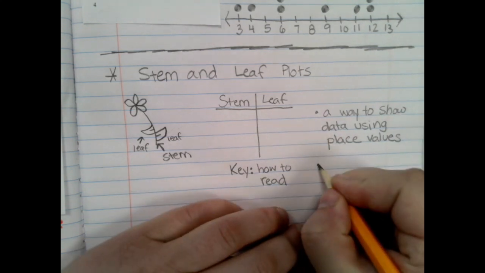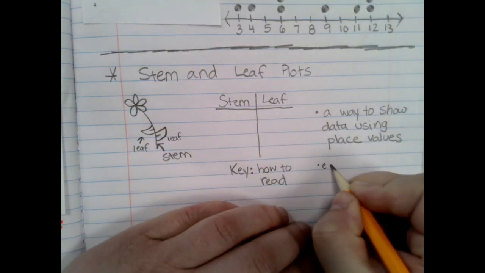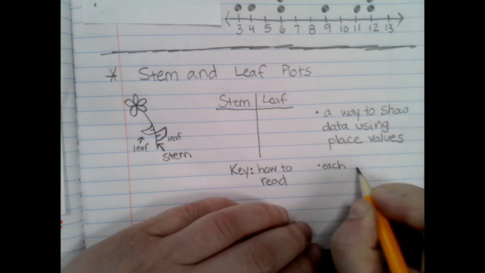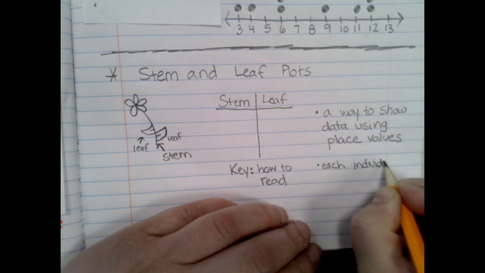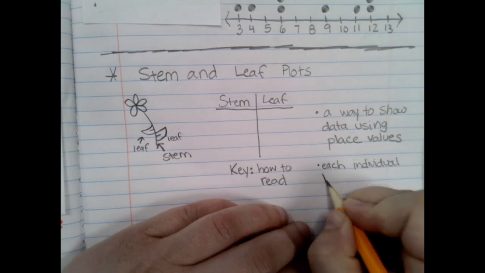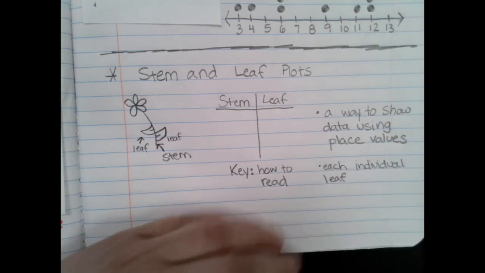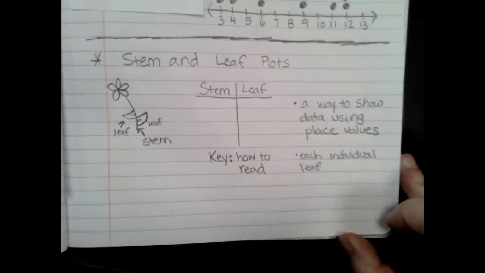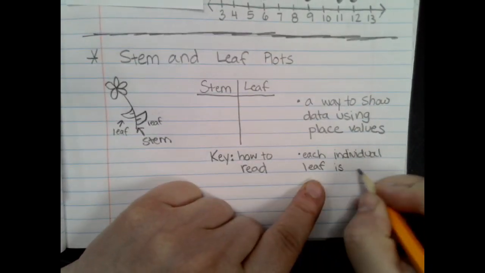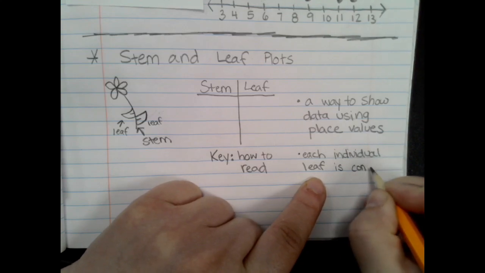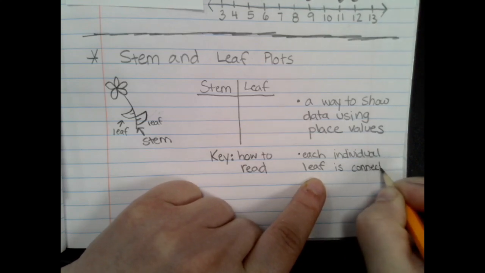Okay? And then what's really important is that each individual leaf is connected to its stem number. So all the leaves are connected to the stem.